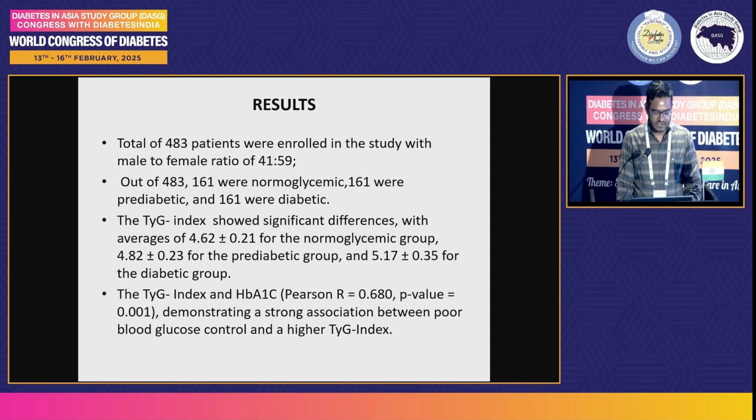Results. Out of the 483 patients enrolled in the study, the male to female ratio is 41 to 59. Out of 483, 161 were normoglycemic, 161 were pre-diabetic, and 161 were diabetic. The TyG index showed significant differences, with an average of 4.62 plus minus 0.21 for the normoglycemic group, 4.82 plus minus 0.23 for the pre-diabetic group, and 5.17 plus minus 0.35 for the diabetic group. The TyG index and HbA1c Pearson coefficient is 0.680 and p value is 0.001, demonstrating a strong association between poor glucose control and higher TyG index.